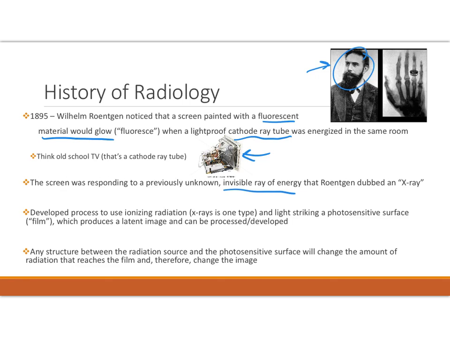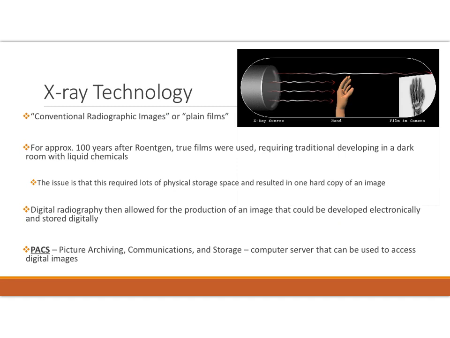And what we're talking about here is this radiation hitting a film, what we call a photosensitive surface, to produce an image. And any structure between the source of radiation and the film will block some of these rays and cause basically a shadow to appear on that screen. So here's a good picture of what we're talking about. You've got your X-ray source. They're running this way. If you put your hand in front of it, your hand will block some of those X-rays.